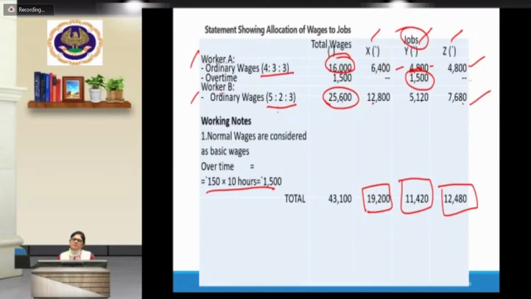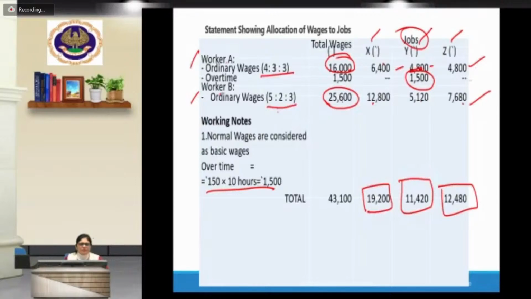So the first segment is the earnings of the workers. The second was calculating the employee cost. And the third was allocating the employee cost to various jobs. Clear? So this is basically how we have calculated the production cost.